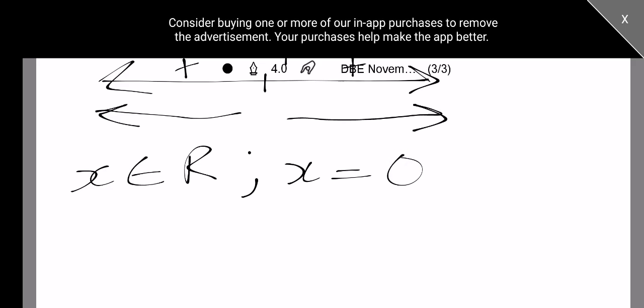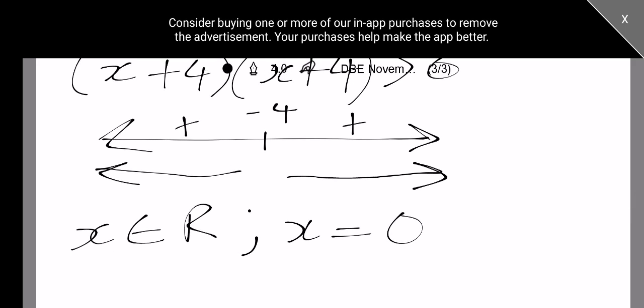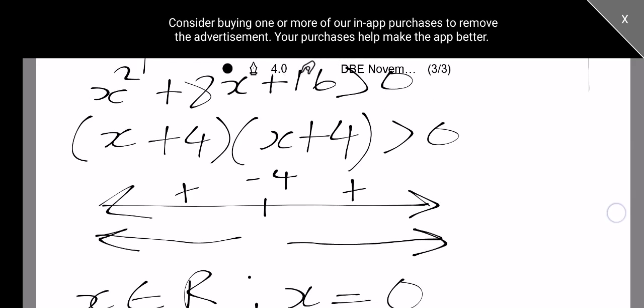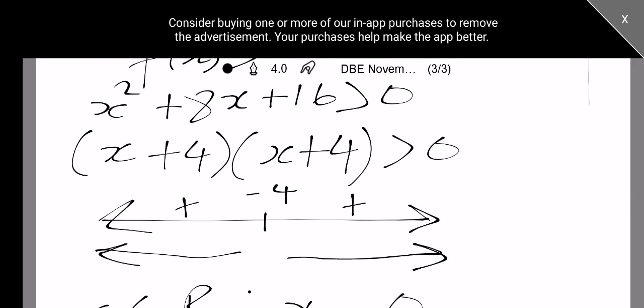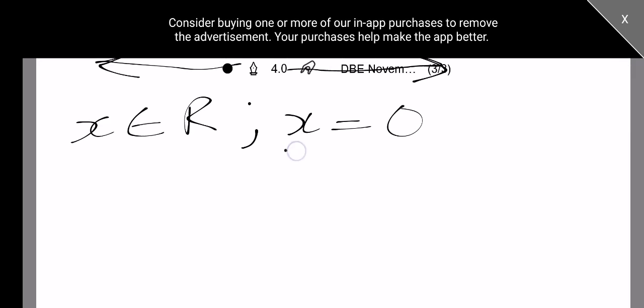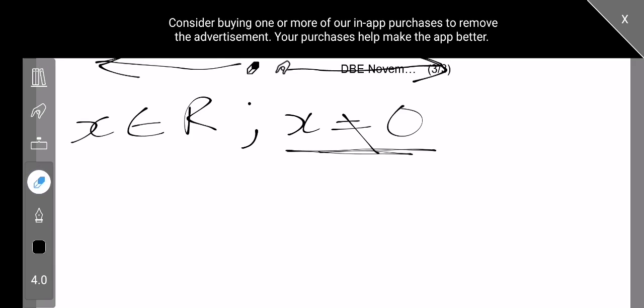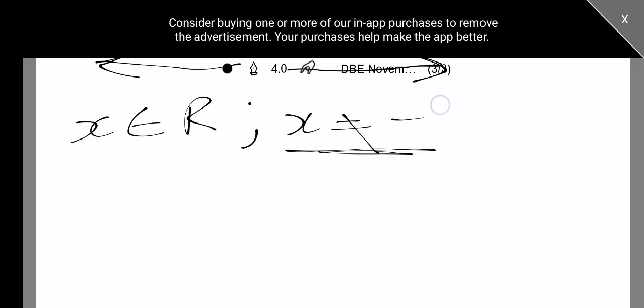That is the reason I first started with -4 in the substitution. Remember, 0 is not included. If 0 was included, like in this case, you were not going to include this, which is x is not equals 0. Sorry man, x is not equals -4.